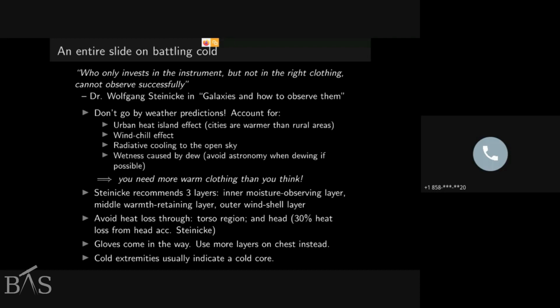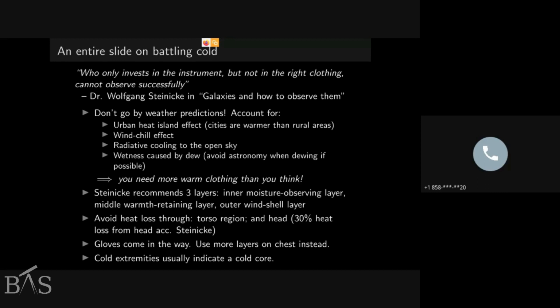Usually, if your hands are cold, it means that your chest is actually cold. Because when you're cold, the body changes the circulation pattern of blood so that it heats up the chest at the cost of your hands. So your hands and feet start getting cold if you are hypothermic, right? If you put more layers on your chest, once your chest is warm, the body recirculates the blood so that the hands are warmer. So generally, cold extremities indicate a cold core. So you should put more layers on your chest.